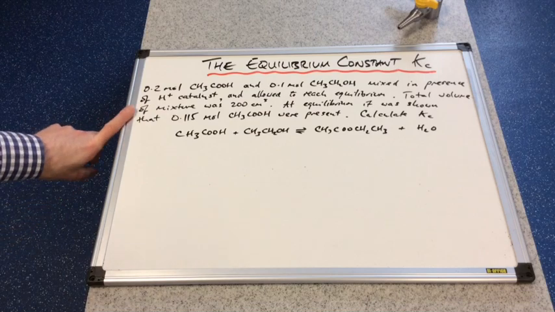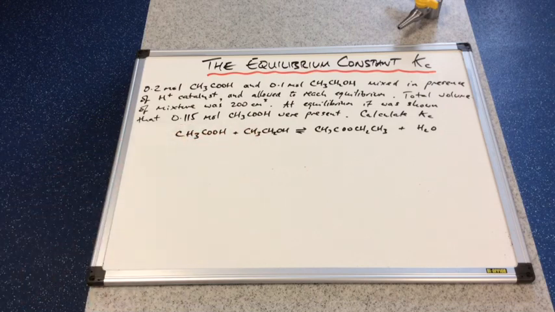The total volume of the mixture was 200 cm cubed, so the combined volume of these two chemicals was 200. At equilibrium, it was shown that 0.115 moles of ethanoic acid were present. Calculate Kc.